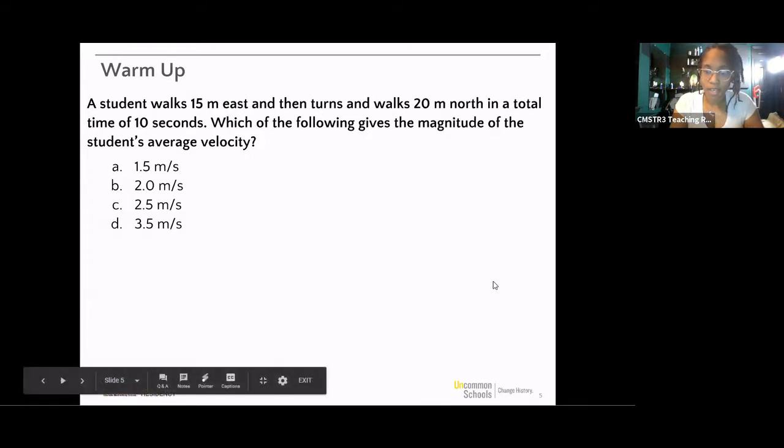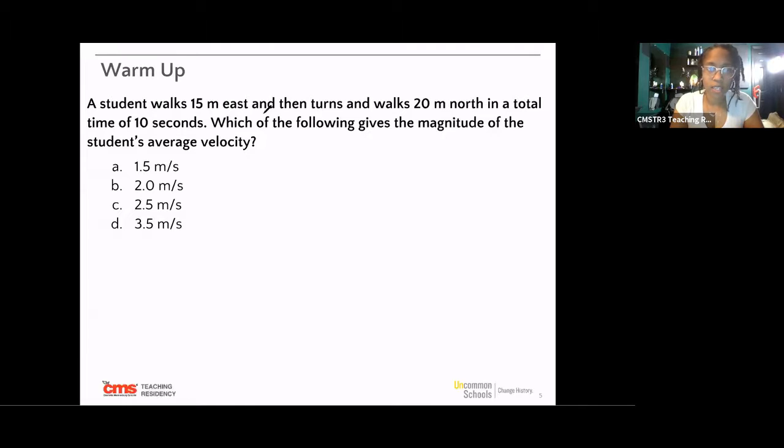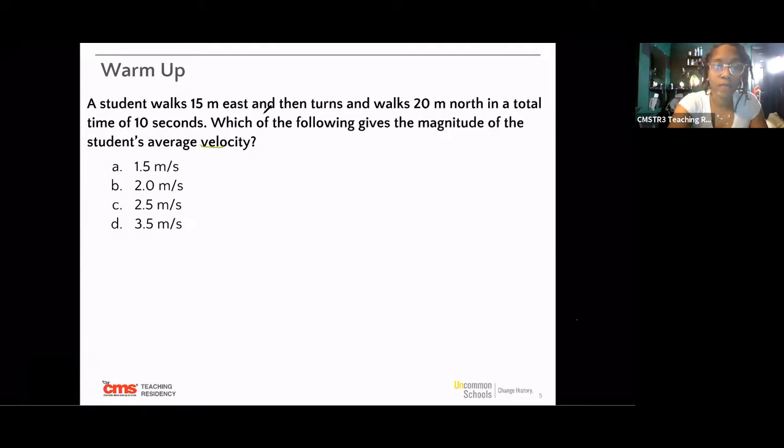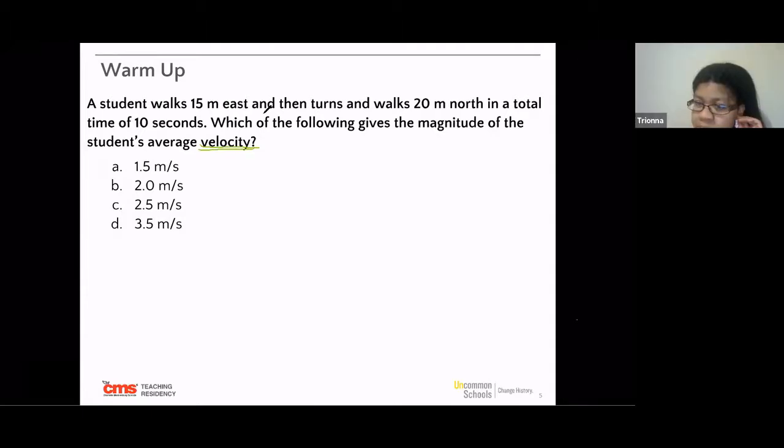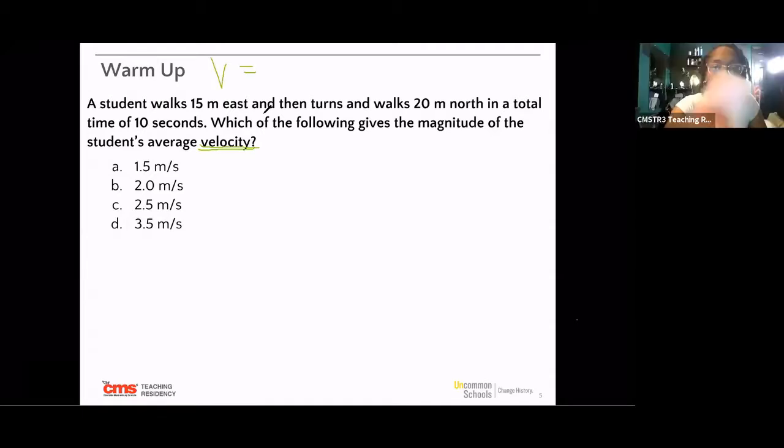So let's take a look. I'm seeing a lot of D's in the chat. So let's see if what we're thinking is correct. This problem is asking us for velocity, right? From yesterday, does anybody remember what the formula for velocity is? Displacement over time. Good. Velocity is displacement over time.